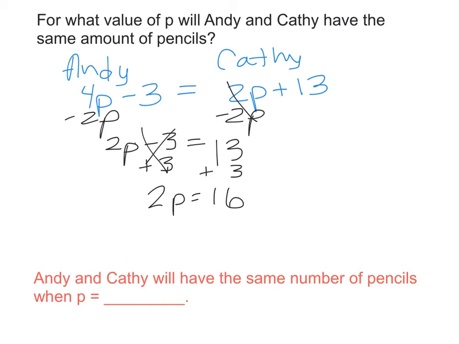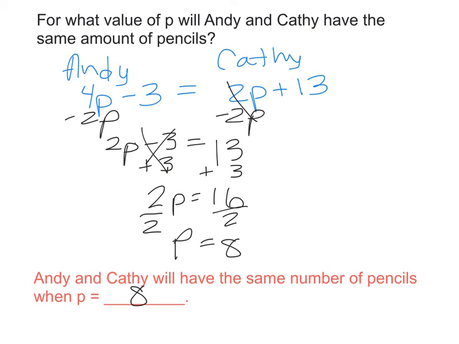So 2 times what number of pencils will give me 16? Well, to undo multiplication, I divide, because 2 divided by 2 is 1P, and 16 divided by 2 is 8. So when P equals 8, they will have the same number of pencils.